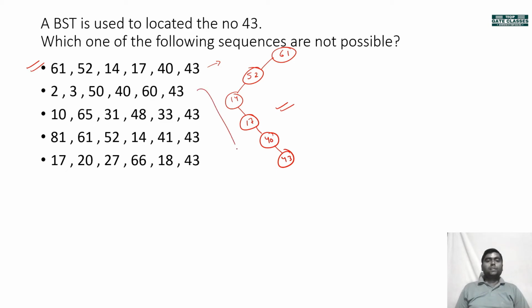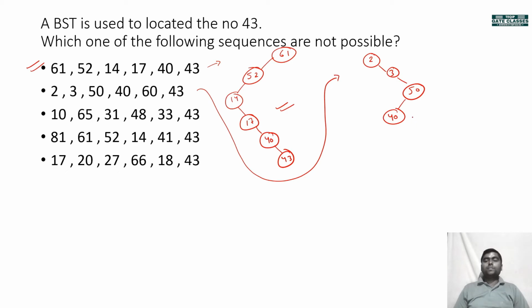So what is the second case? Second case I am taking over here. It may be 2, then 3, 3 will go to the right side, then after that 50, so 50 will go to the right side, and then 40, so 40 will go to the left. So here also it is okay.